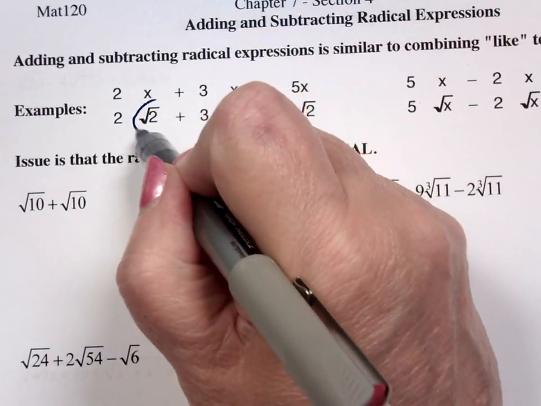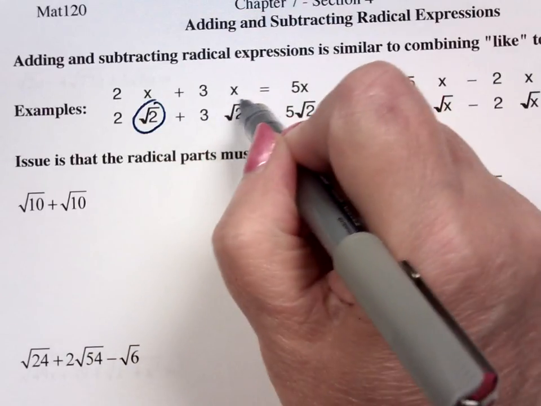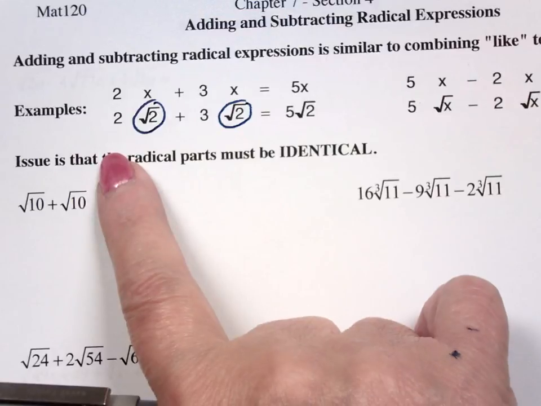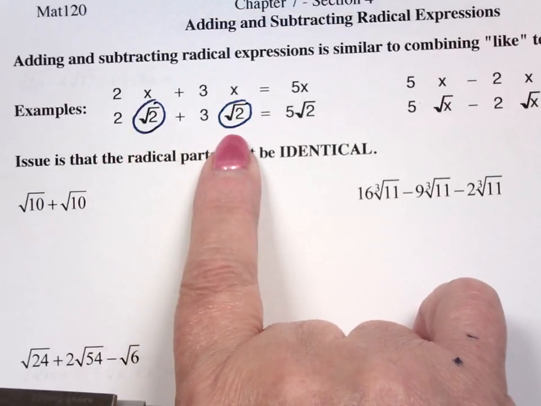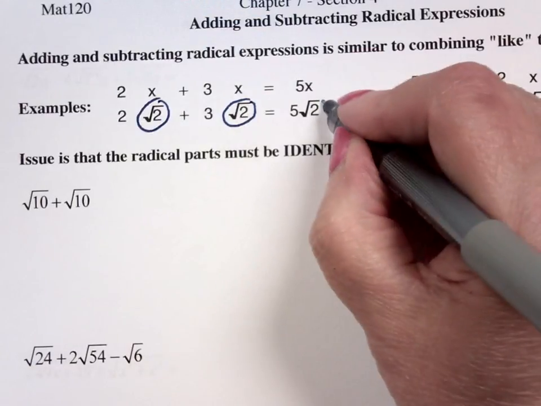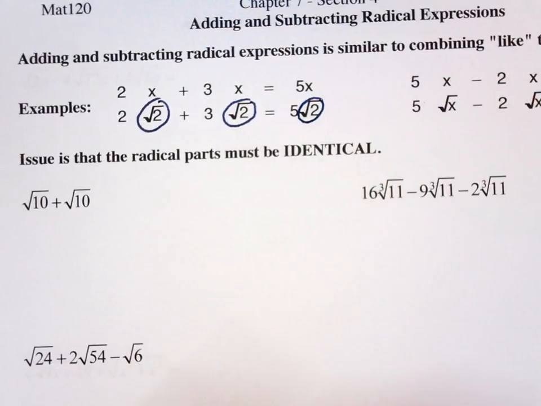So I notice here's 2 square roots of 2 plus 3 square roots of 2. I've circled everything but the number. What I've circled is the same, so I can count how many circles I have. I have 5 square roots of 2. So adding radicals is just like adding things that have variables. The concept is identical.